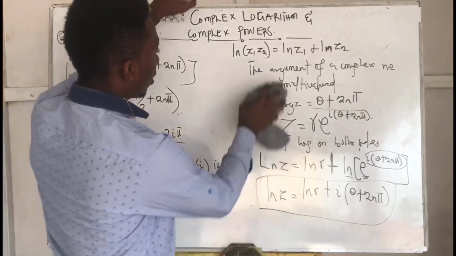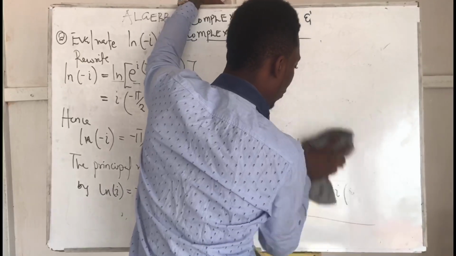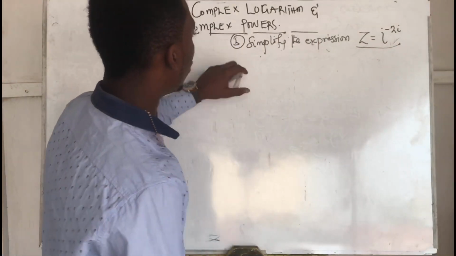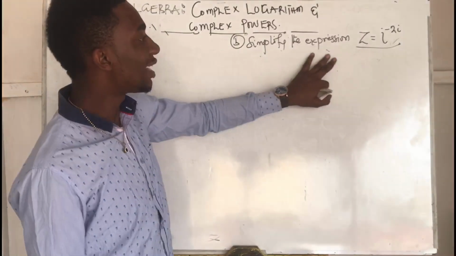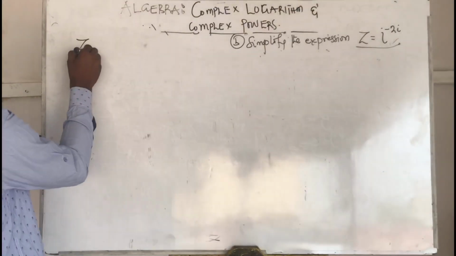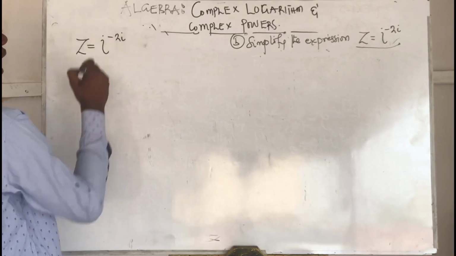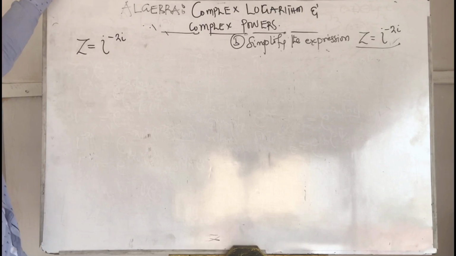Let's look at the second example. Alright, so we want to look at this second expression. And the question says that we should simplify the expression. Okay, so let me write it here. Simplify the expression, z is equal to i exponent negative 2i. This is the expression that we have been given here, and you are asked to simplify the expression.